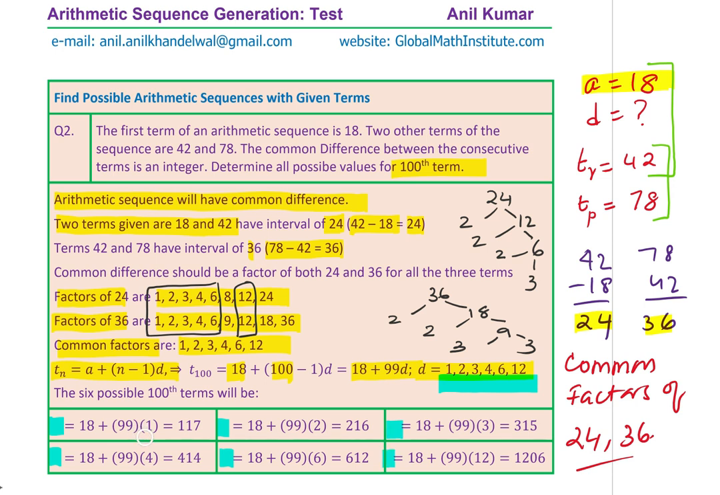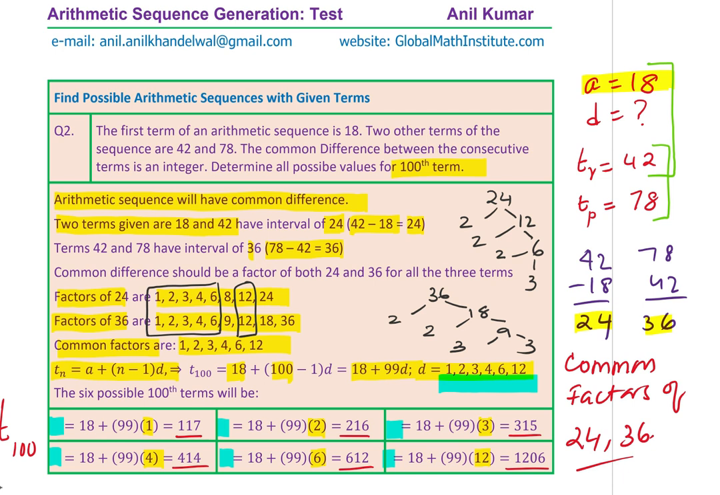So substitute 1 for d. So 18 plus 99 times 1, which gives you 117. Substitute 2 for d, right? So you substitute 1, substitute 2, substitute 3, 4, 6, and 12 in this particular formula for the 100th term. And you get your 100th terms, right? So these are your 100th terms. So all possible 100th terms are 117, 216, 315, 414, 612, and 1206. So I hope you got the concept. A very important question from test point of view.